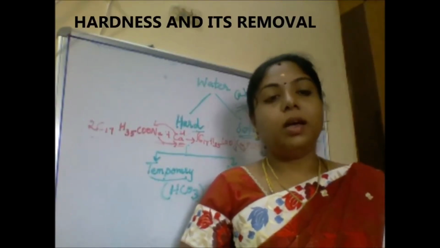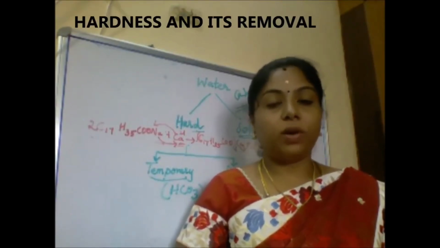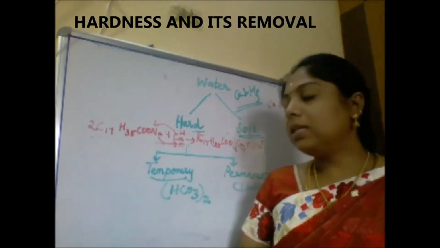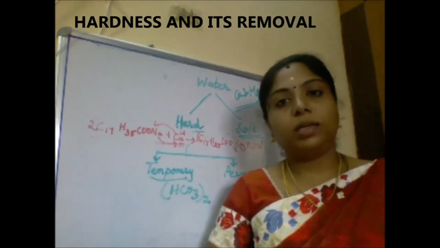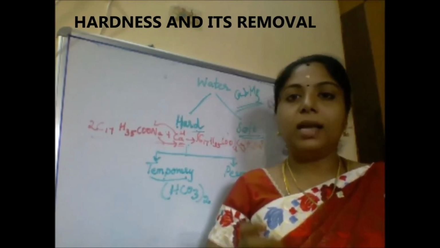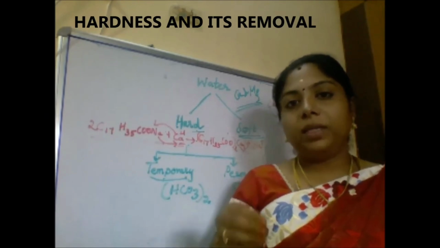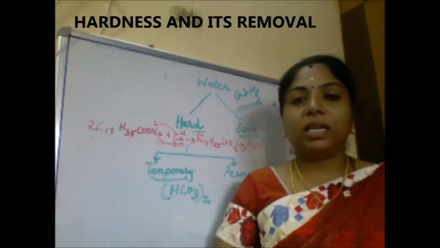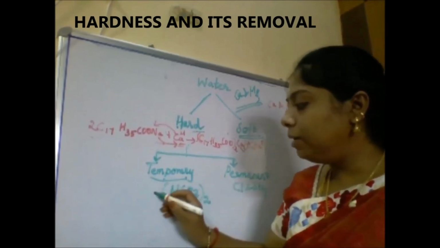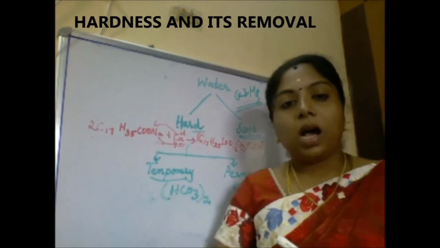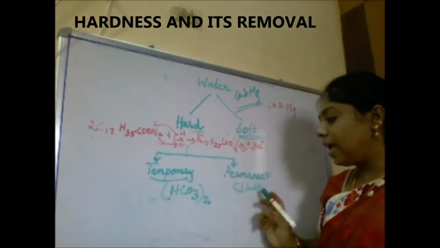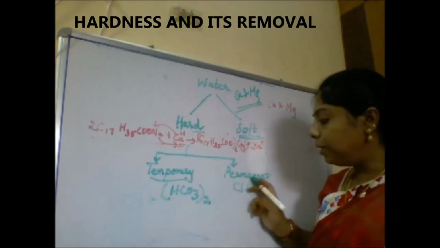Types of hardness. There are two types of hardness. One is temporary hardness and the other one is permanent hardness. Based on the types of salt present in the water, we have already seen that if there is a presence of calcium and magnesium, it is known as hard water. Along with the calcium and magnesium, if there is a presence of bicarbonates of calcium and magnesium, it is known as temporary hardness. And if it contains chlorides and sulfates of calcium and magnesium, it is known as permanent hardness.